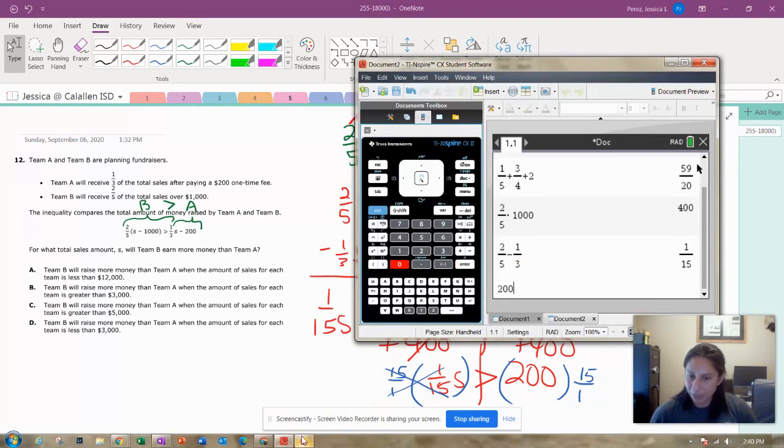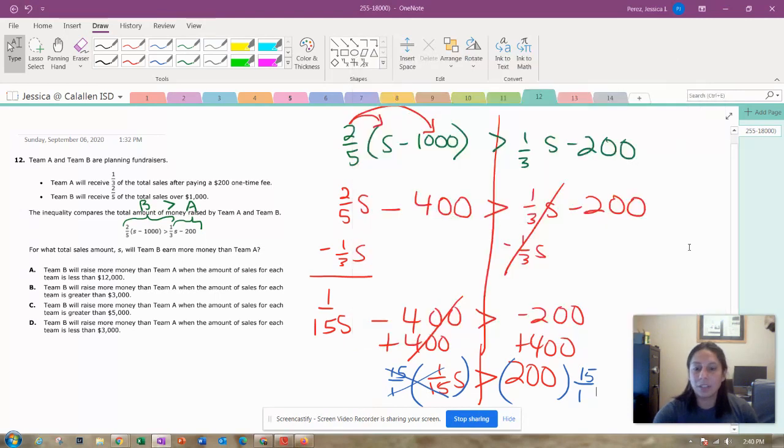Okay, so 200 times 15 will tell me what 200 times 15 is, 3,000. So the S, your sales for S, I'm going to write it over here, has to be greater than 3,000. So going back and reading what the answer says. The amount of sales for each team is less than 12,000. The amount of sales for each team is greater than 3,000.